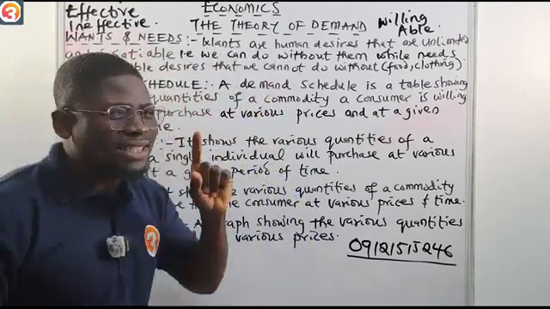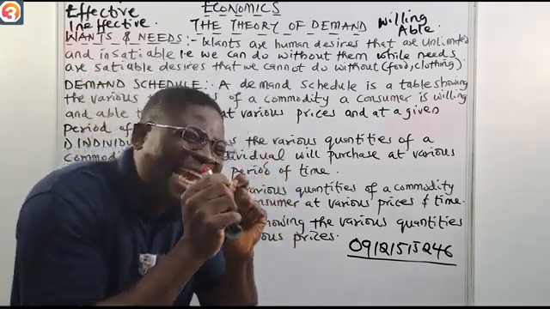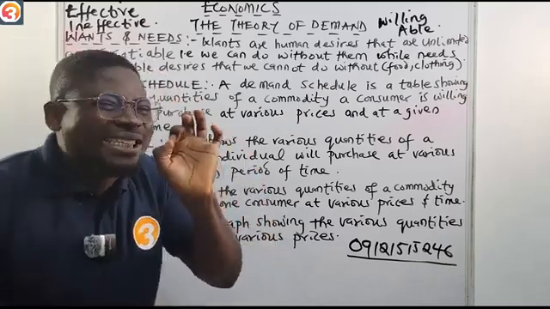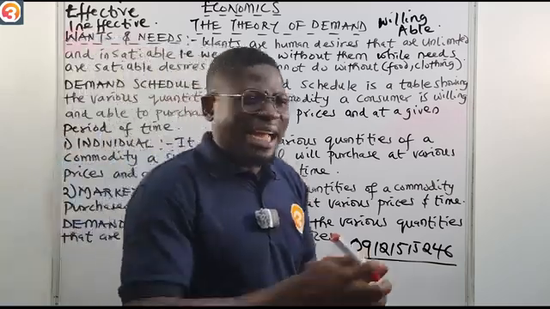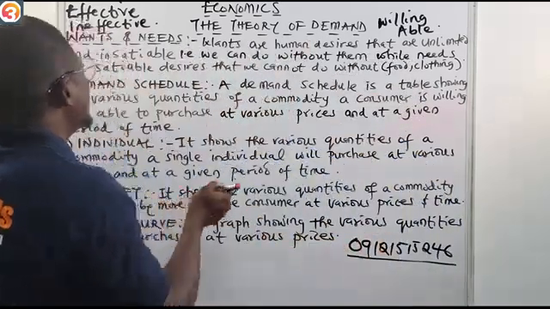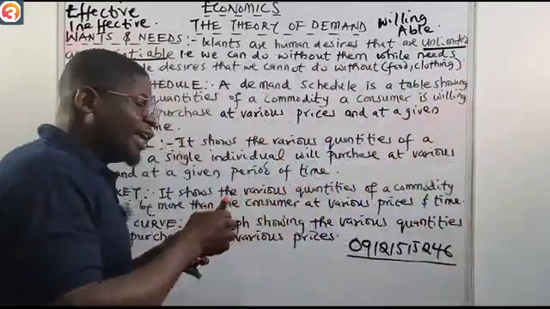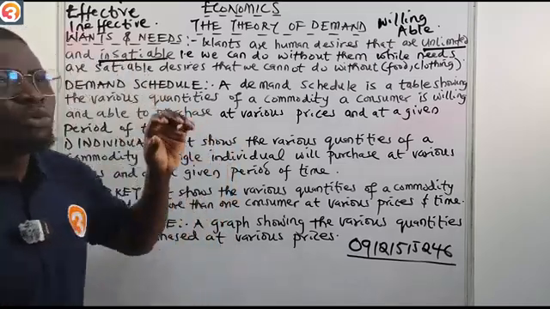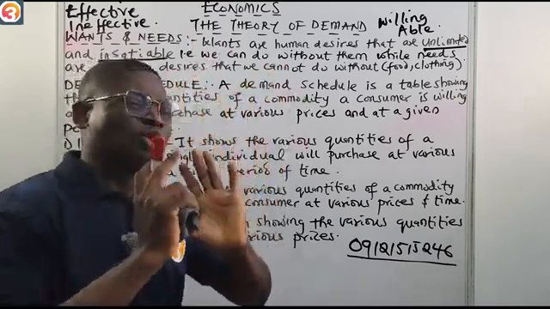We say that wants are human desires that are insatiable, or unlimited. They are insatiable and unlimited. Those are the words we use, insatiable, to describe wants. We also use unlimited. They never finish. They are unlimited and they are insatiable. These wants we can do without. That's what you should first of all know about wants.